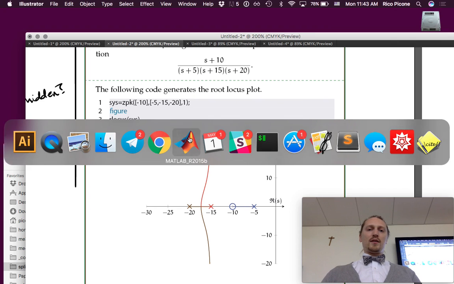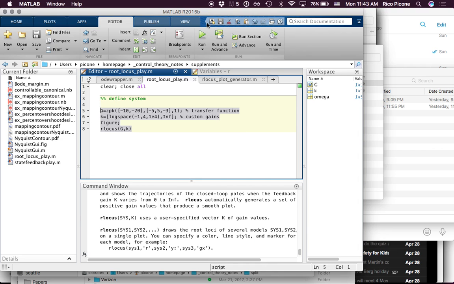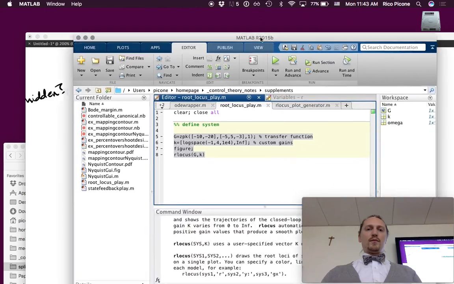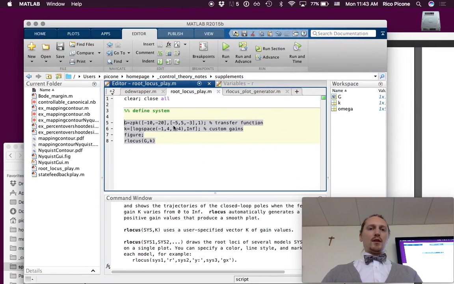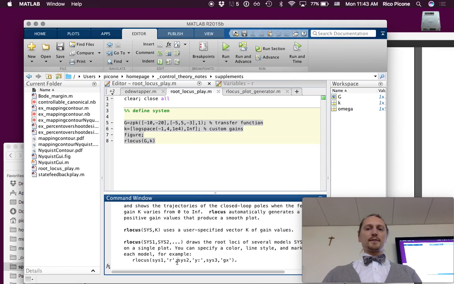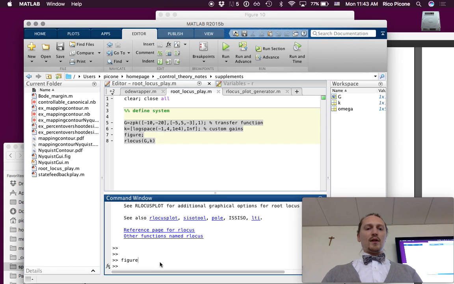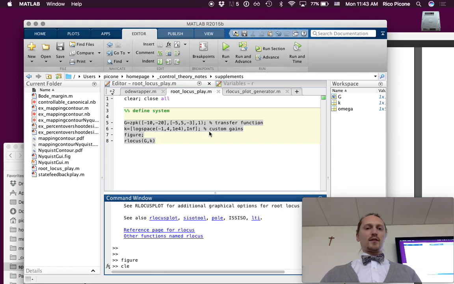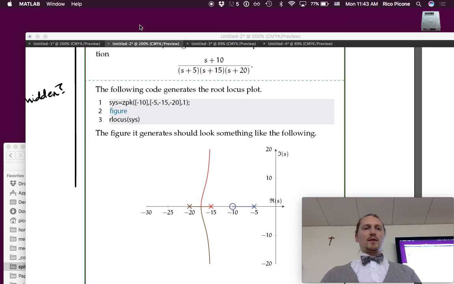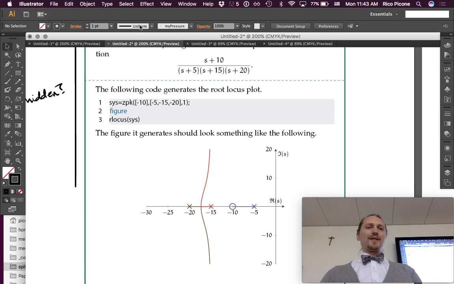Let's actually do it. Let's pull up MATLAB. I think I have to quit this, actually, because the screen is just to resize or whatever.